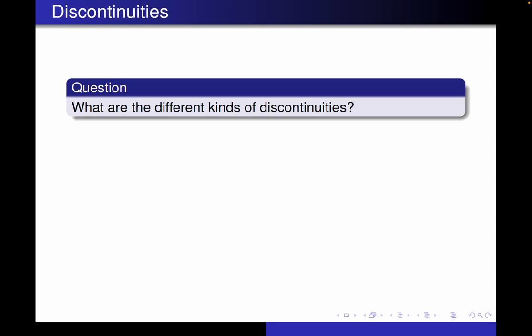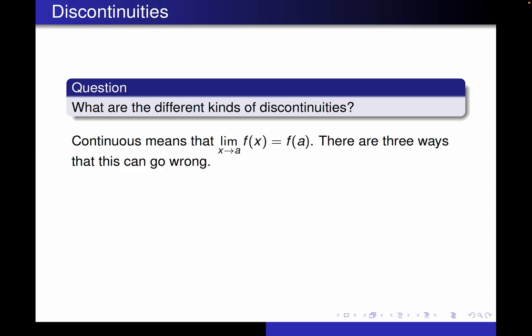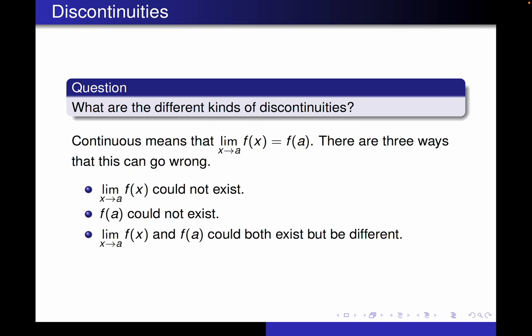All right, so what are the different kinds of discontinuities? We've already kind of given some names to them. We'll make them more official in a little bit. So remember that continuous means that the limit as x approaches a of f of x is equal to f of a. There are three things that can happen to make this go wrong. First of all, it could be possible that the limit does not exist. It could be possible that the function value at x equals a does not exist. Or the third thing is that both of those things exist but are not equal.